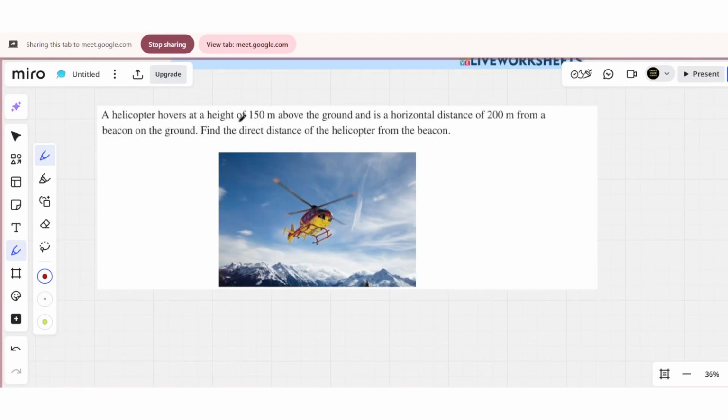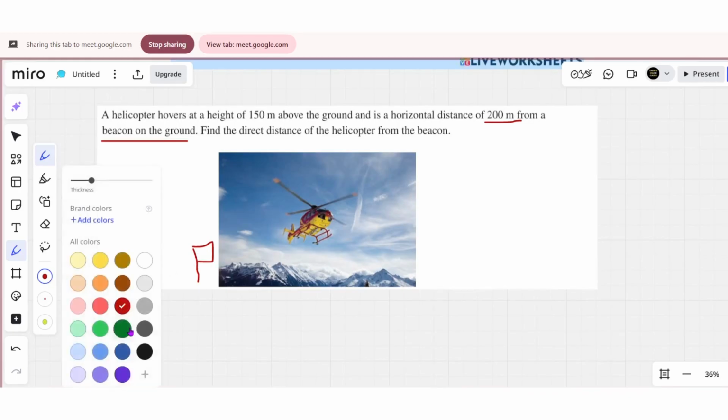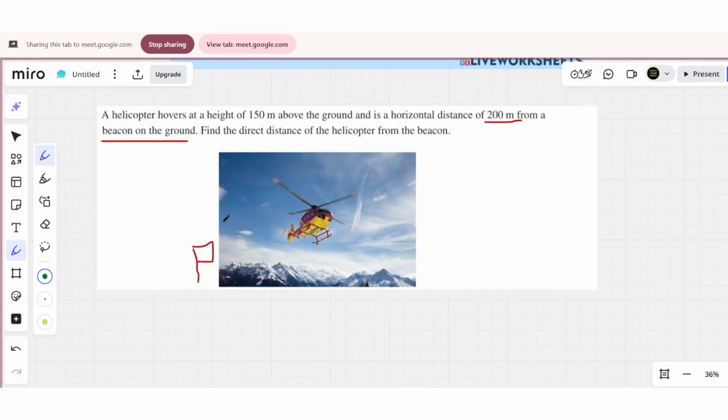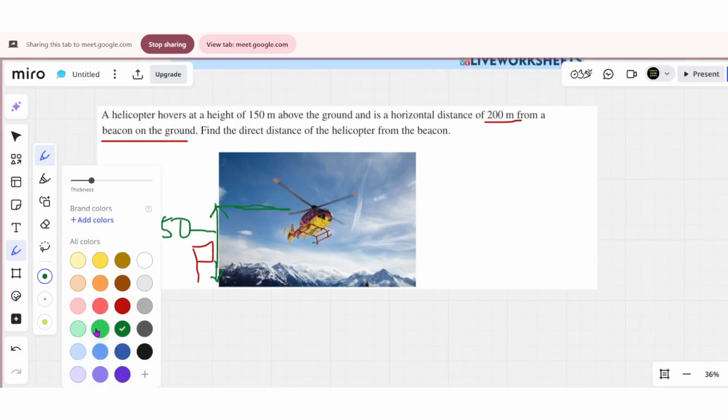A helicopter hovers at a height of 150 meters above the ground and is a horizontal distance of 200 meters from a beacon on the ground. So let's take this as our beacon. Now what they are saying is that the vertical height from the beacon to the helicopter is 150 meters, and the horizontal distance is 200.